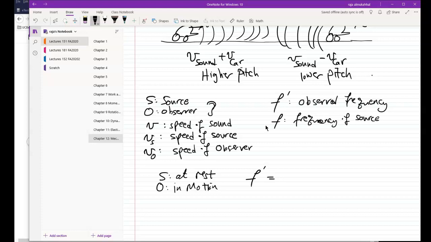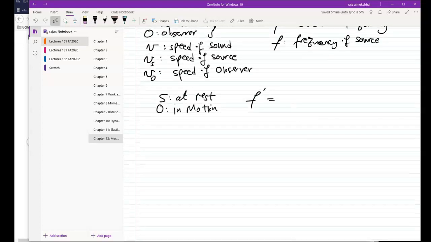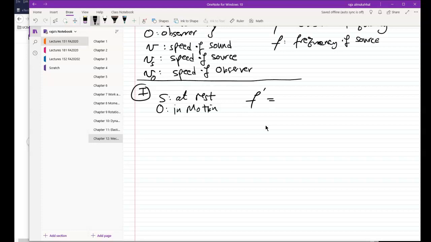Honestly, this stuff is really easy, okay? It sounds like I'm making it hard, but it's really easy. When we start doing problems, I'll show you examples. Okay, so like I said, this is the first scenario. Scenario number one is that I have the source at rest, observer is in motion.